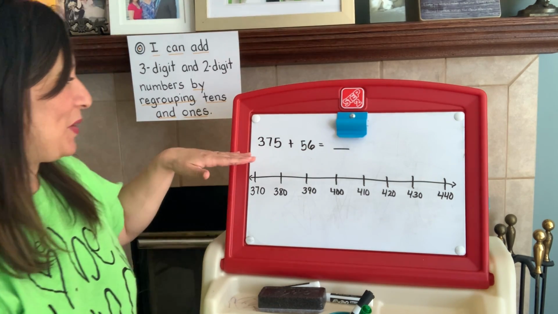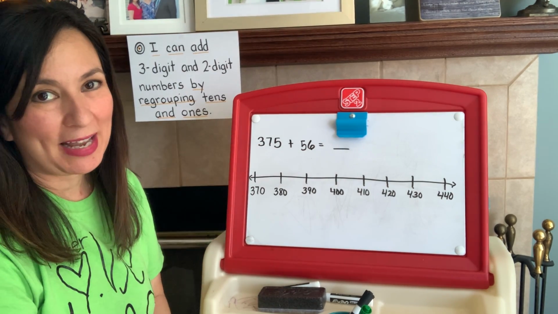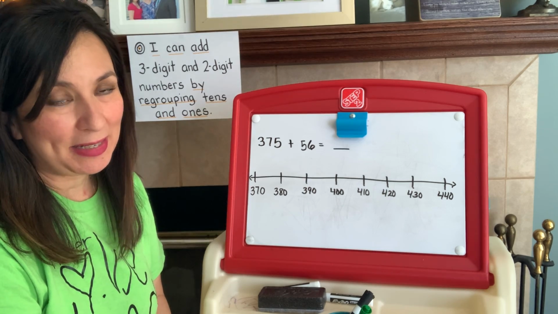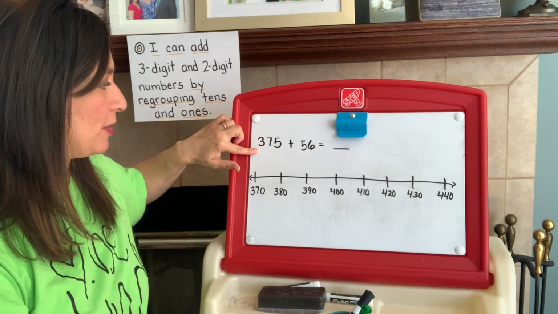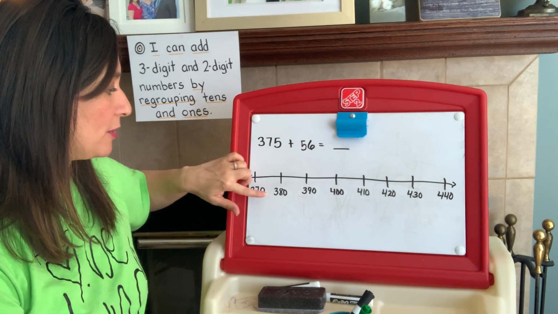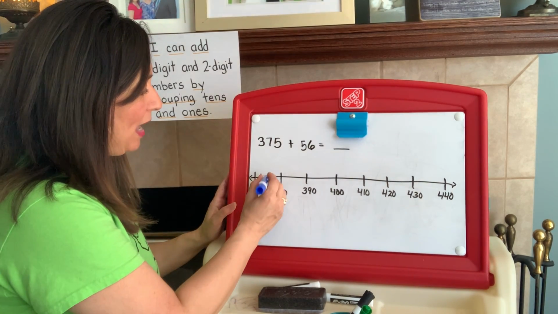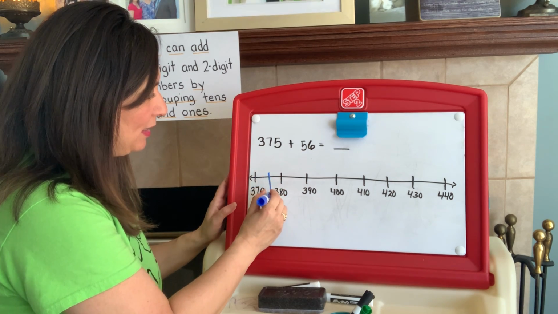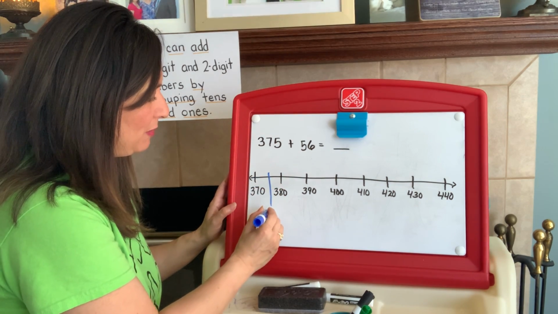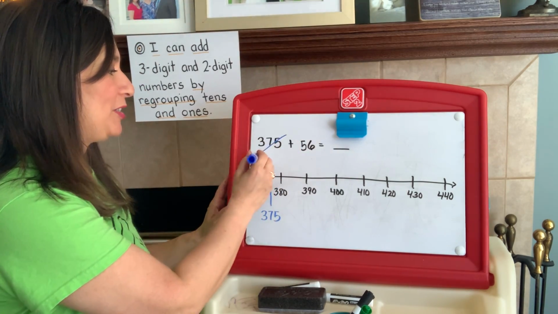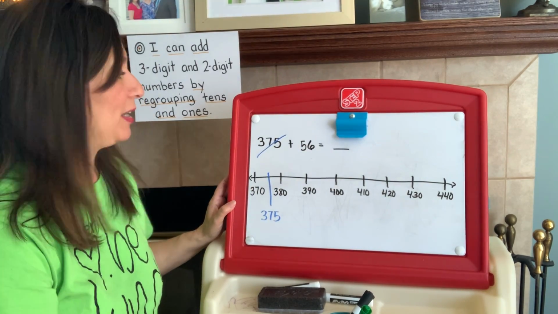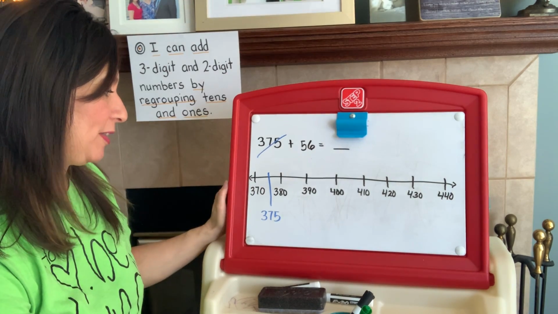All right, so first step when we're adding on a number line is to position the greatest addend. So I'm going to position 375. I know it's between 370 and 380. And look, it is a middle number, so I'll position it right here. Once I've positioned that number, I am finished. Now I need to jump 56.